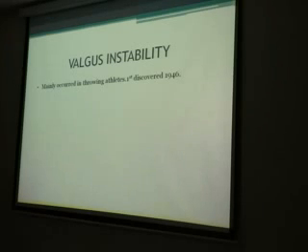Discovered first in 1946, in baseball players and American football players. What occurs here is a medial collateral injury. What part of the medial collateral? The anterior part of the anterior bundle of the medial collateral.